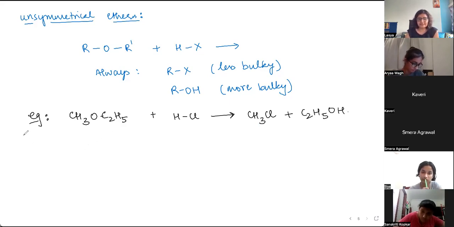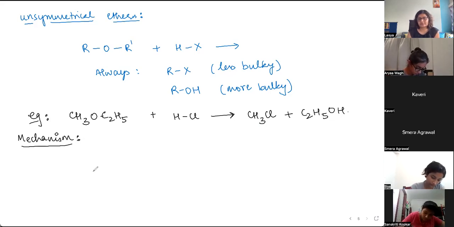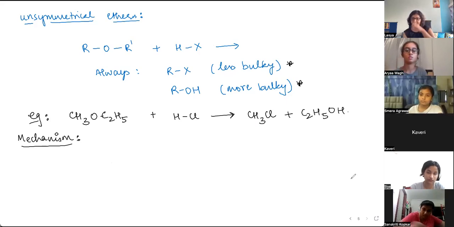So why is this the case? We look at the mechanism. Actually, I'll do the mechanism next step. Just note this down. Key: less bulky gives the alkyl halide, more bulky gives the alcohol. Once you're done with this, let me know. We'll start with the mechanism.